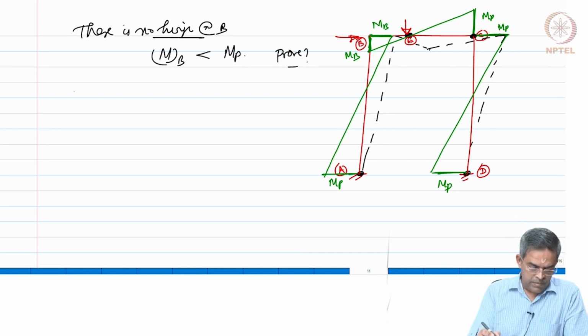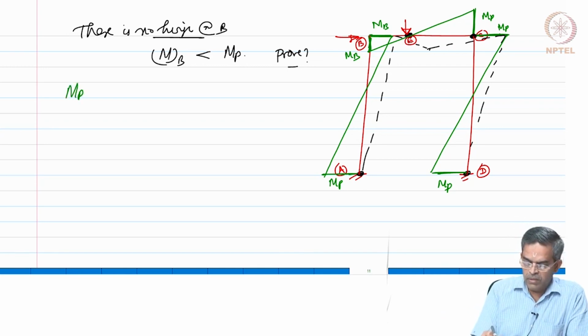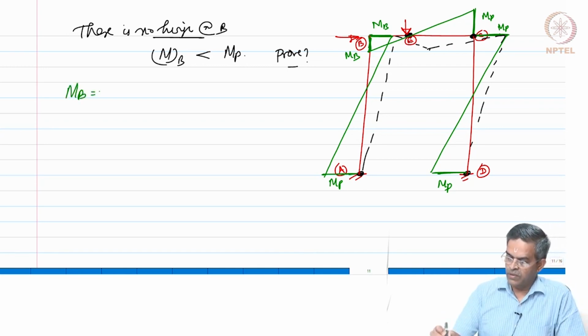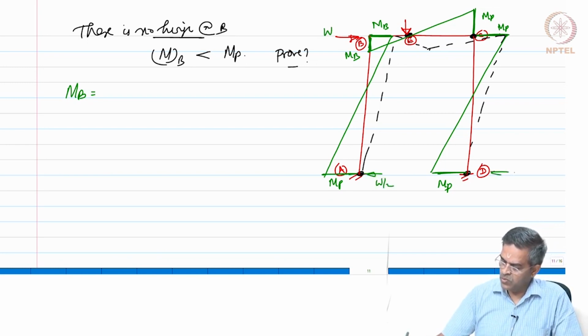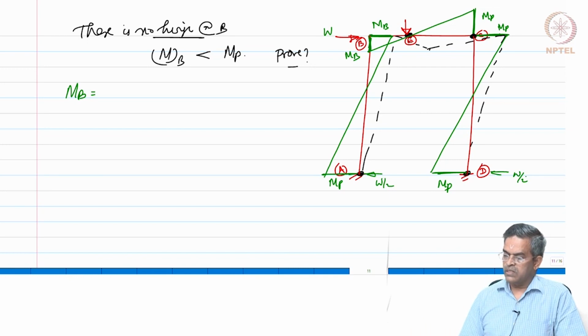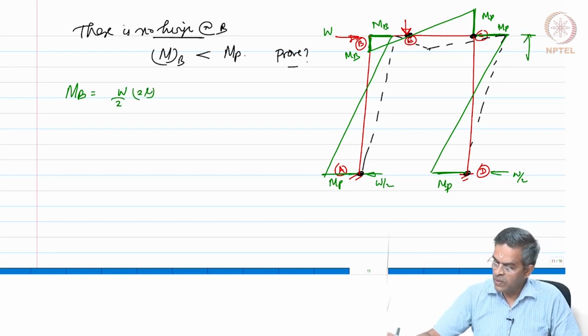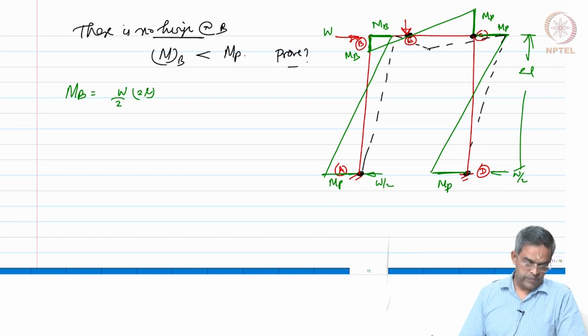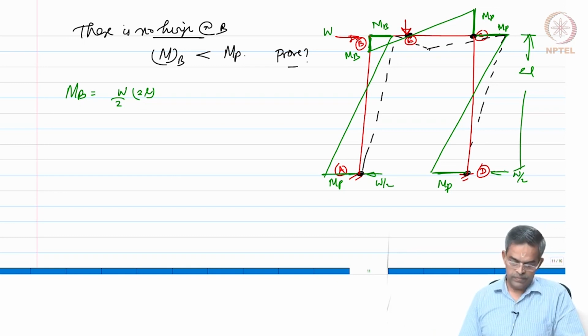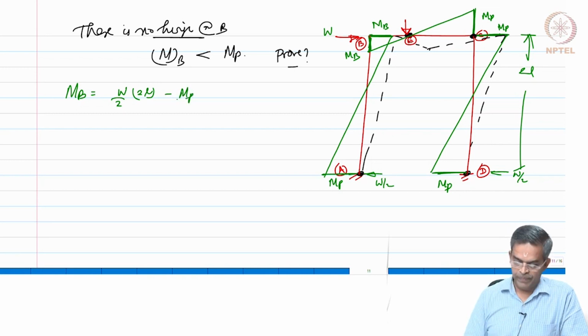So, I want to find MB. If you look at this, MB will be equal to, let us say if this is W, the reaction will be W by 2. Let us take the column AB and find out MB, which will be W by 2 into 2L. You know this is 2L, into 2L minus MP.